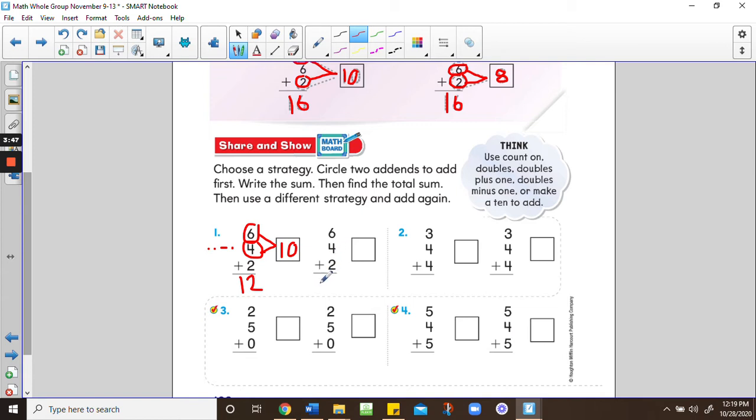Same problem, so we're still going to get 12, but we're going to choose two different numbers to add first. Let's add the 4 and the 2 first. 4 plus 2 we could count on. 4, 5, 6. And now we turn that into a doubles fact. 6 plus 6 equals, you got it, 12.